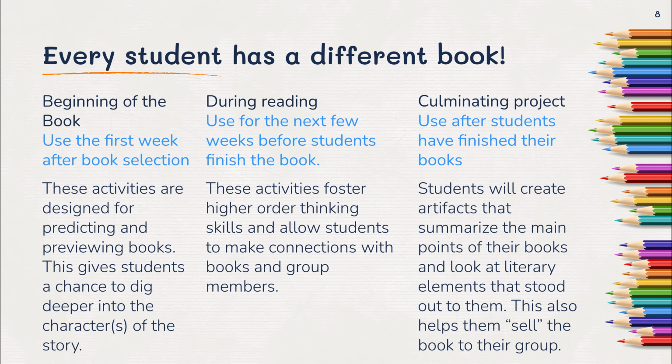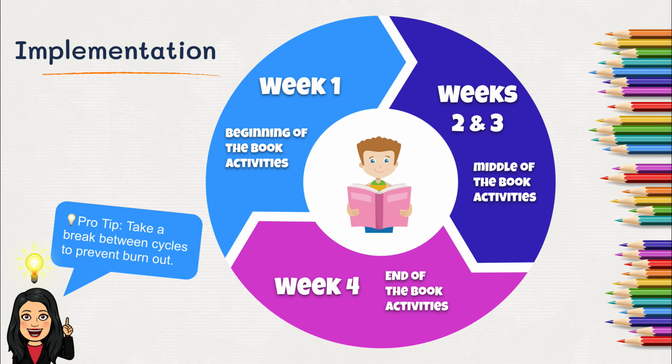So in book clubs like this, every student has a different book. If you're going through the cycle, you'll have a few activities that you do at the beginning of the book, and then some activities that you do in the middle as they're reading the book, and then some activities that you do at the end after they finish reading their books. But after all students get their own books, they get together and they do some of these activities to hold themselves accountable to the reading that they're supposed to be doing.